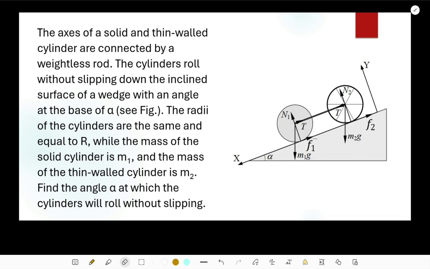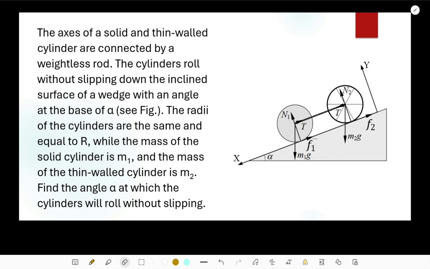While the mass of the solid cylinder, that is the forward one, is M1, and the mass of the thin-walled cylinder, that is backward at the greater height than M1, is M2. Find the angle alpha at which the cylinders will roll without slipping. That's the question, rolling without slipping.